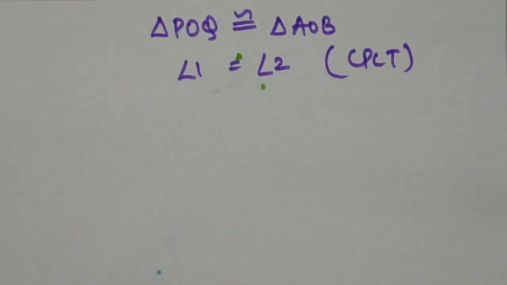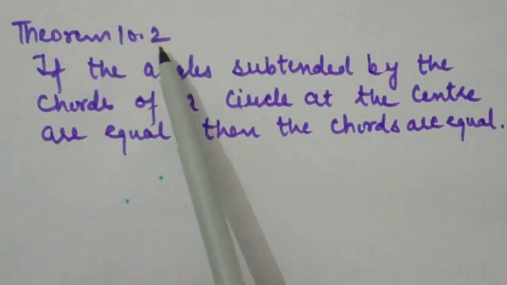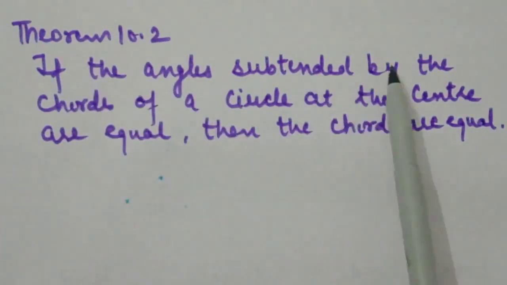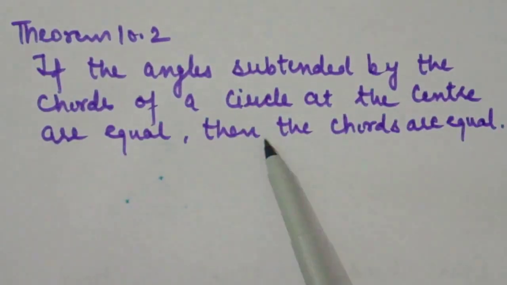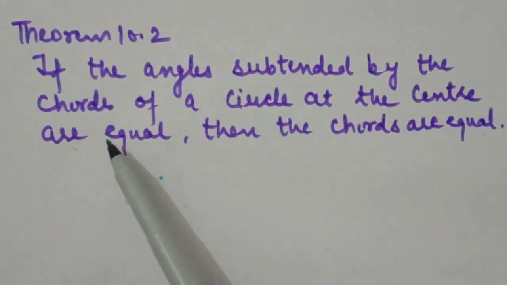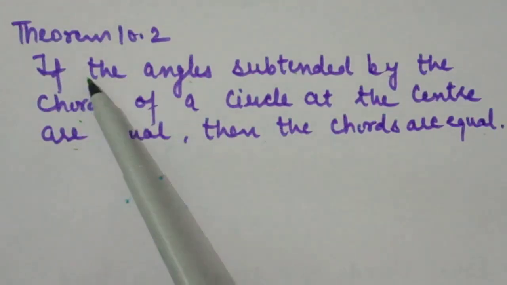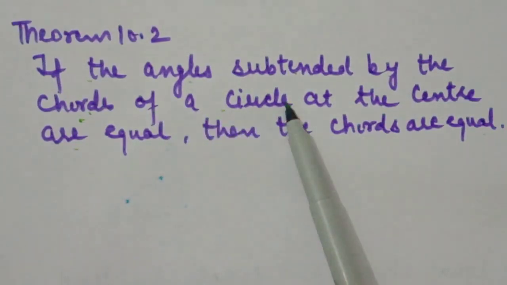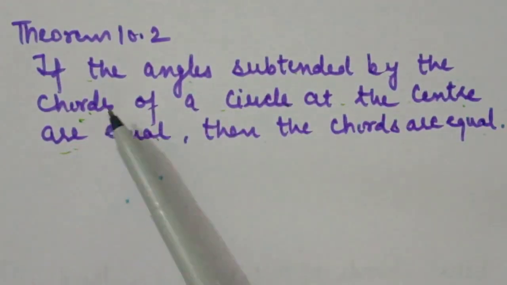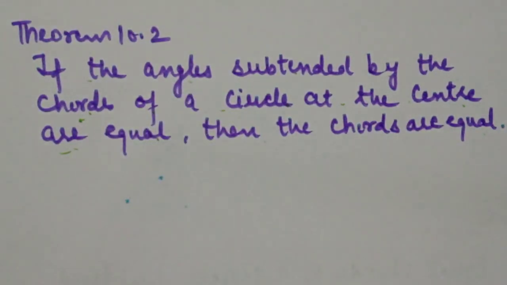Now the next theorem, theorem 10.2. So students, this is the statement of the second theorem, theorem 10.2. If the angles subtended by the chords of a circle at the center are equal, then the chords are equal. So what is given? Angles subtended by two chords at the center of the circle are equal. It is given. Then we have to prove that the chords are also equal.